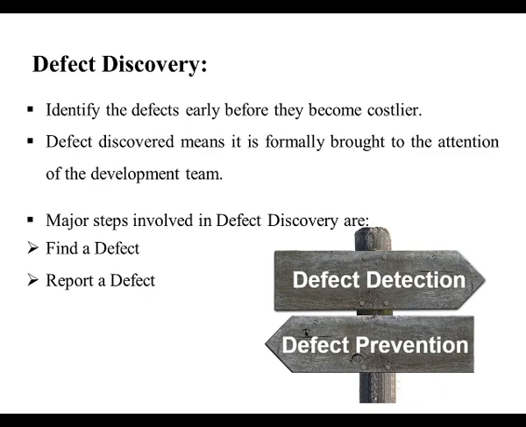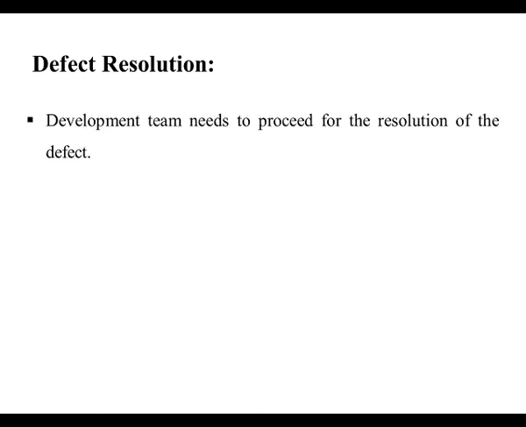The third major step involved in defect discovery is to acknowledge the defect. Once the testing team assigns the defect to the development team, it is the development team's responsibility to acknowledge the defect and continue to fix it if it is a valid defect. The next phase of the defect management process is defect resolution. In the above process, the testing team has identified the defect and reported it to the development team. Now the development team needs to proceed with the resolution of the defect.